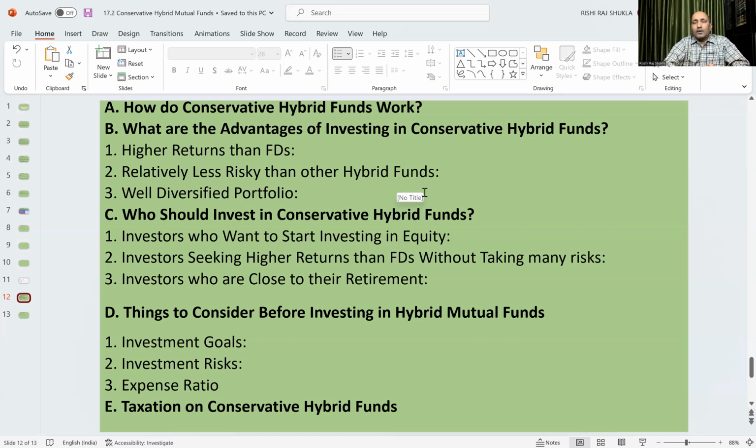If we are redeeming our portfolio or this scheme before 3 years, then we have to pay as per our tax slab. In whichever tax slab we fall, accordingly we have to pay. If it is more than 3 years, then it will be long term, and we have to pay 20%. So these are the things for conservative hybrid fund. I think you would have got a complete idea of conservative hybrid fund, all aspects of this.